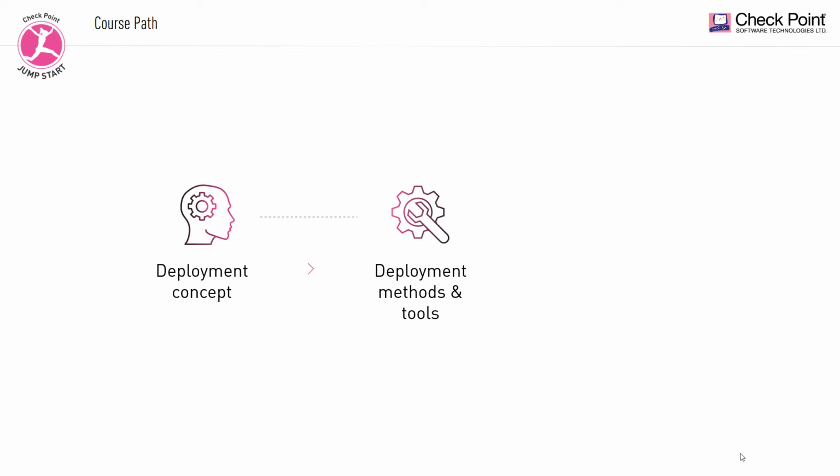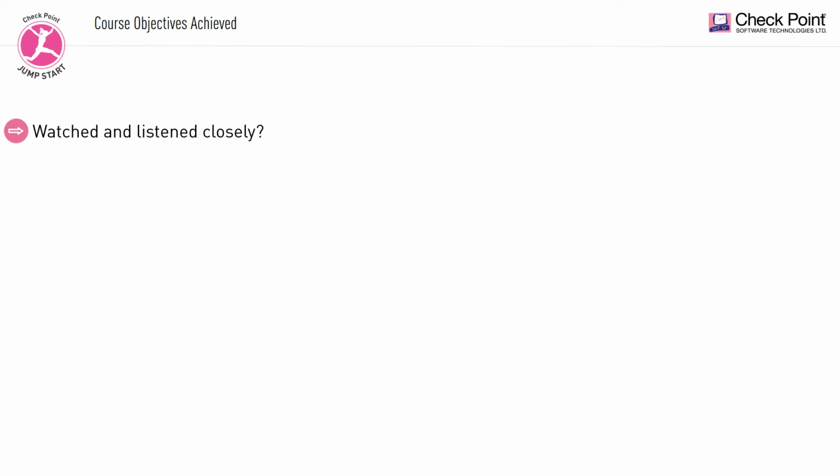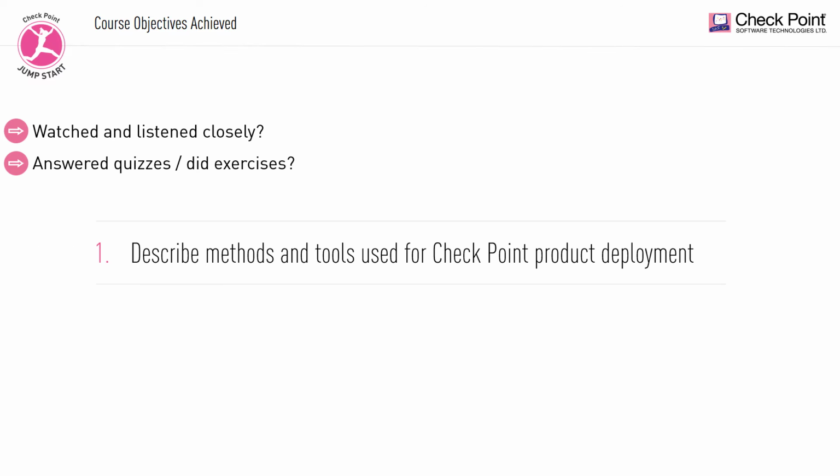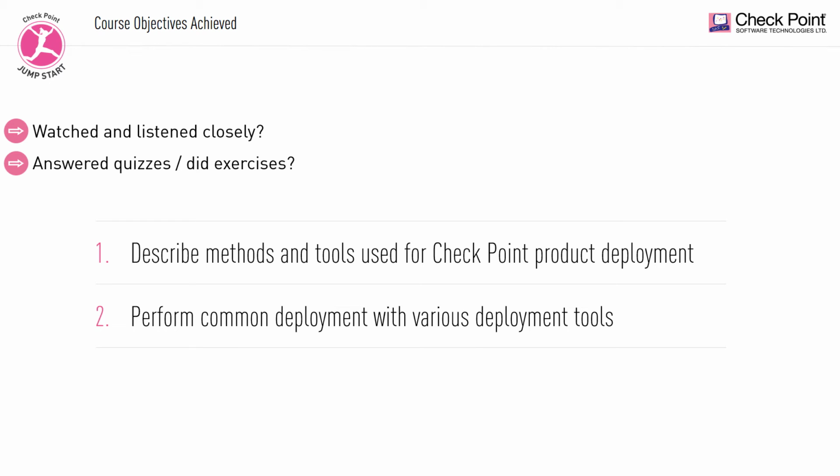In this course, we went over the concept of software deployment and the methods and tools used for deployment of Checkpoint products. And we drilled down into each deployment tool, providing an overview of how to use it given a common use case. If you have watched and listened closely, and if you've answered the quizzes throughout this course and have done the exercises, for those who are required to do so, you should now be able to describe the methods and tools used for Checkpoint product deployment, and you should be able to perform a common deployment with the various deployment tools presented in this course.